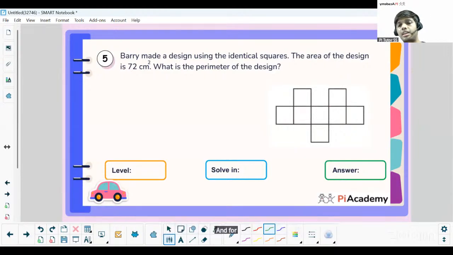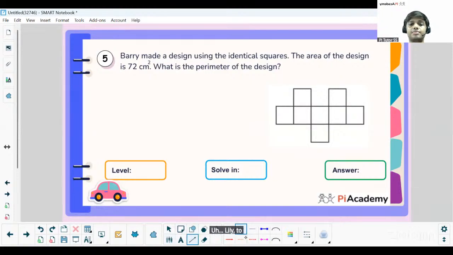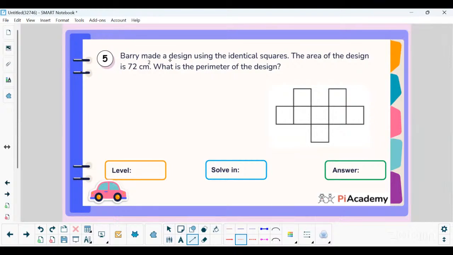And for this one, I would like to call Lily to read out the question for us. Yes, Lily. We made a design using the identical squares. The area of the design is 72 meters squares. What is the perimeter of the design?